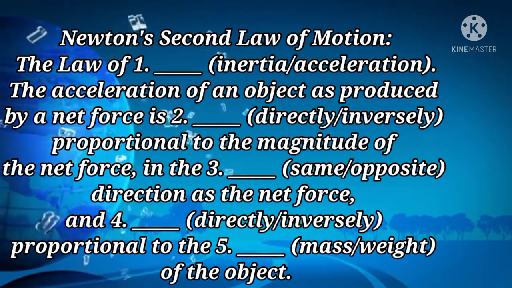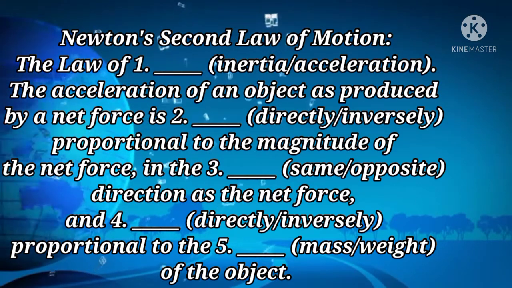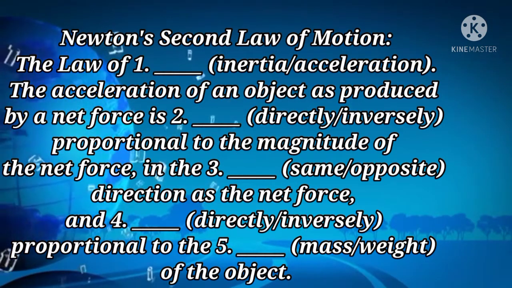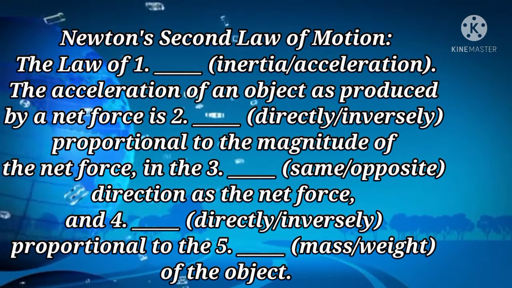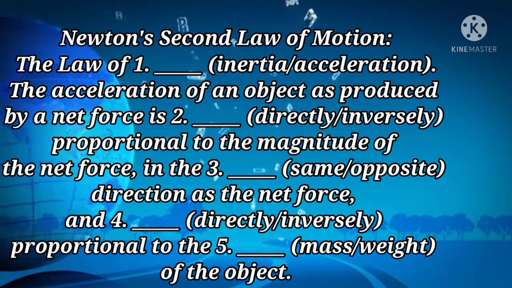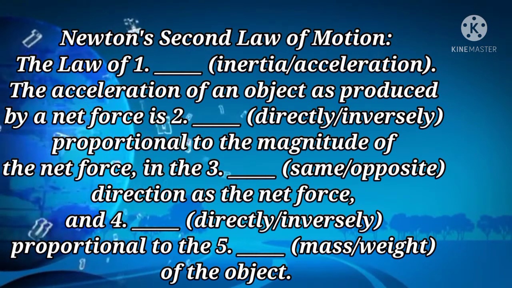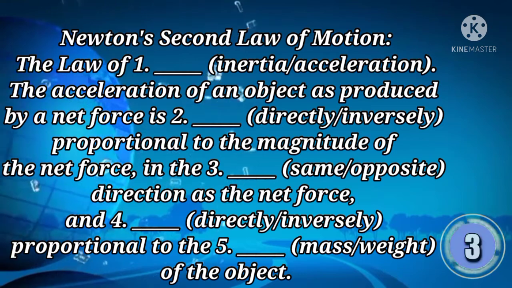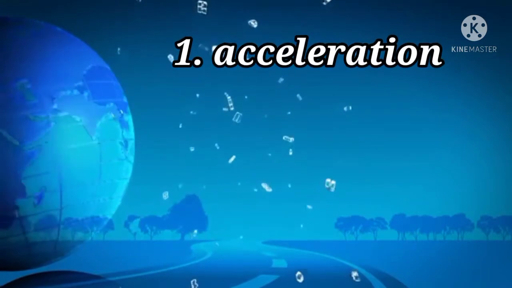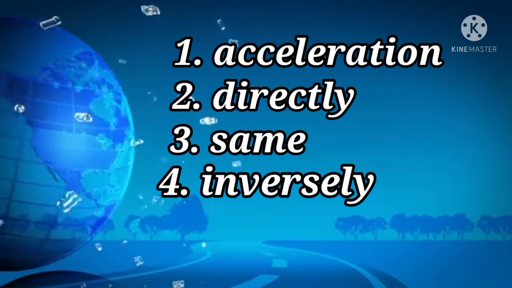Newton's second law of motion. The law of blank, inertia, or acceleration. The acceleration of an object as produced by a net force is blank, directly or inversely proportional to the magnitude of the net force in the blank, same or opposite direction as the net force, and blank, directly or inversely proportional to the blank, mass or weight of the object. The correct answer for number 1 is acceleration, number 2 directly, number 3 same, number 4 inversely, and number 5 mass.